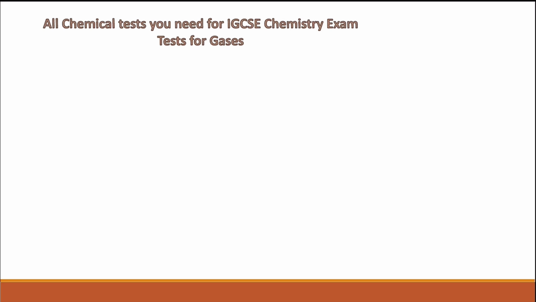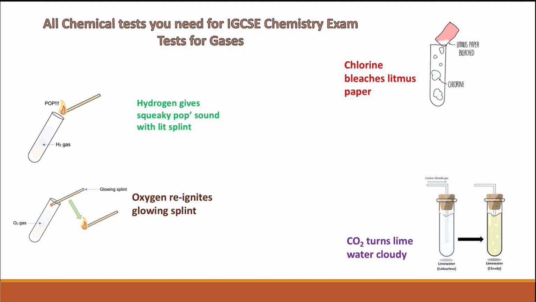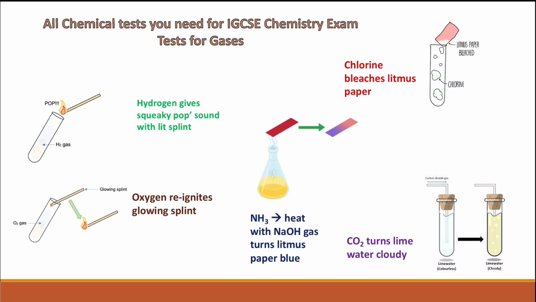So let's go very quickly over these tests to make sure that you know them all. The first one is the test for hydrogen, where hydrogen gives a squeaky pop sound with a lit splint. Oxygen reignites a glowing splint, chlorine bleaches litmus paper, and carbon dioxide turns lime water cloudy. Finally, there is ammonia. Ammonia will turn red litmus paper blue. And if you have the ammonium ion, which is NH4+, then when you heat it with sodium hydroxide, ammonia will be emitted, and then you can test for ammonia with the red litmus paper.